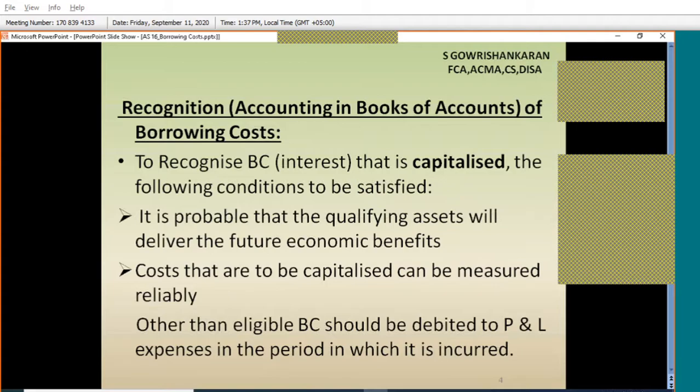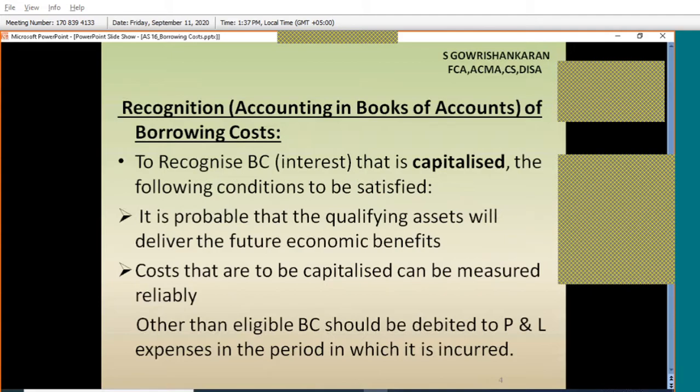Suppose I say, sir, for the first 5 years I will construct this building. Once it is constructed beautifully, I'll look at the building for one day and feel happy. Thereafter, I will demolish this building immediately, because I'm not interested in making revenue. I just wanted to look at the building one time, how beautiful it is. Then future economic benefit is not there. Then you can't capitalize the interest. Okay.